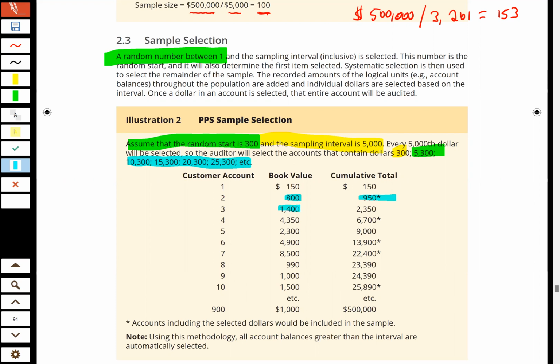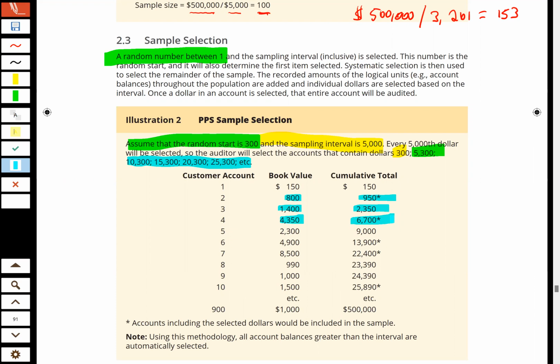I add them in at 1,400. We're up to 2,350. Do they have my 5,300? No. But I add in that next one, number 4 here. Now the total goes up to 6,700. So somewhere in the middle of their dollars, they have the 5,300, right? So I send out a confirmation to them.